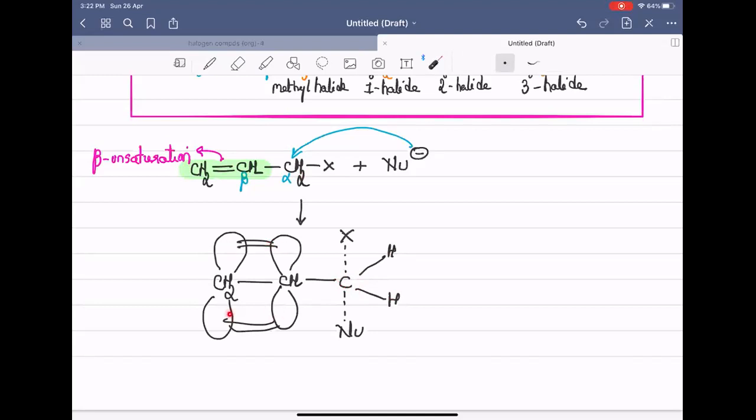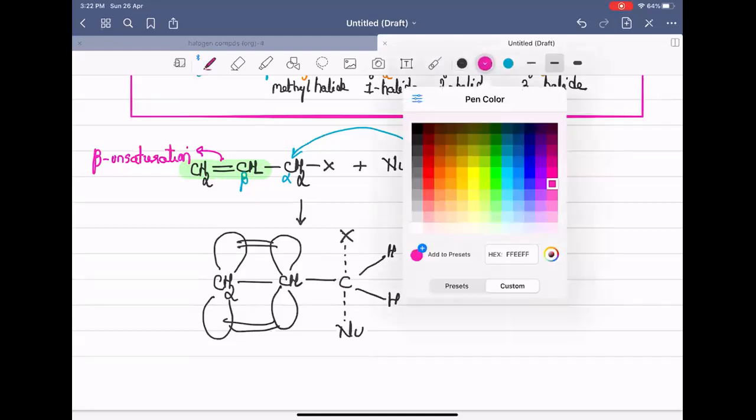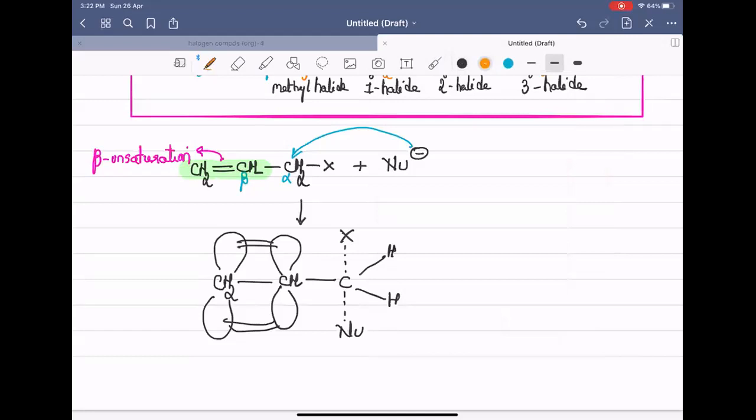However, if you have beta unsaturation, the pi orbitals can actually accommodate a fraction of electron density into them. Although they already have 2 electrons, there is still enough room for some electron density to be accommodated here. This would offload the carbon of its electron density to a certain extent, and hence the transition state is stabilized.